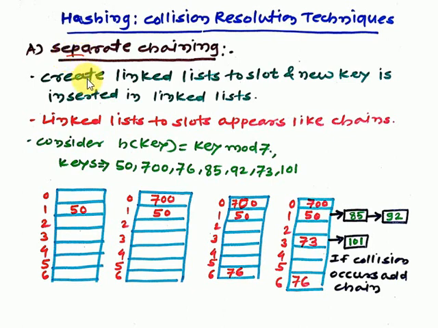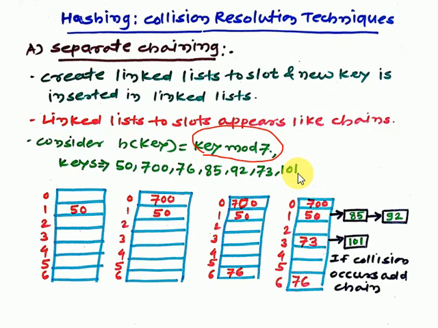So why is it called separate chaining? Because it creates a linked list at a slot and new keys are inserted into the linked list. Since the linked list appears like a chain, that's why it is called separate chaining. Now consider an example. Here we have considered the hash function as key mod 7, and the keys or data which we want to insert in the given hash table are 50, 700, 76, 85, 92, 73 and 101.